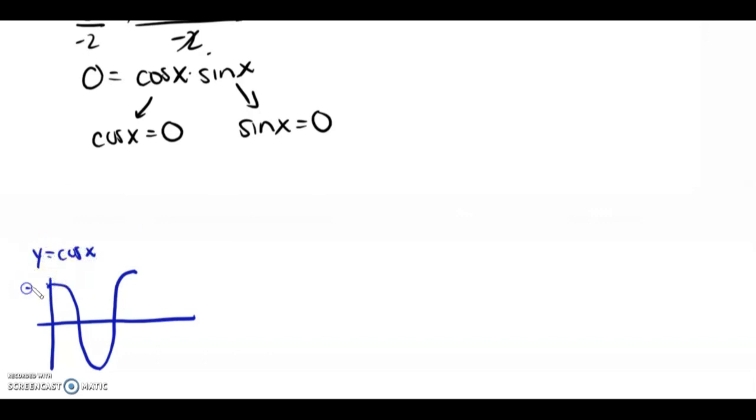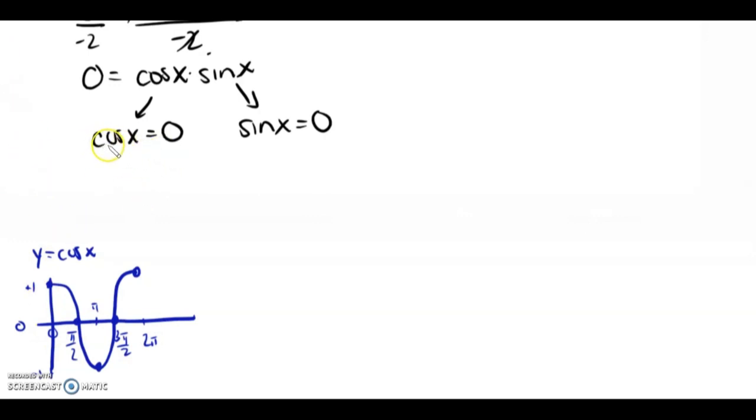Remember, maximums occur at positive 1, minimums occur at negative 1, and the equation of axis occurs at 0. And then there's going to be one of the 5 key points every pi by 2. So pi by 2, pi, 3 pi by 2, and then this is 2 pi.